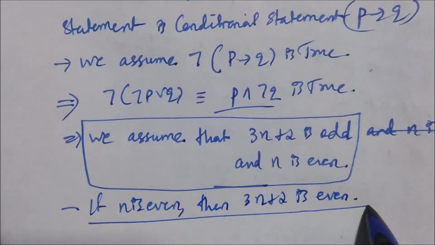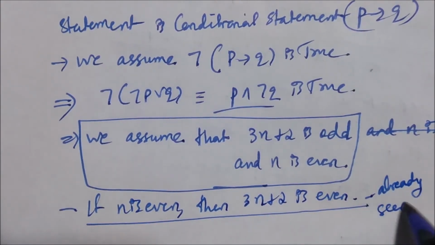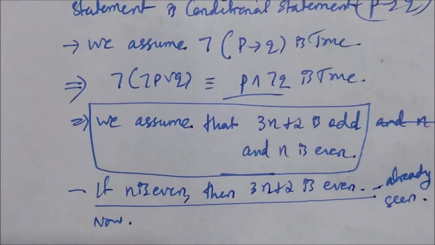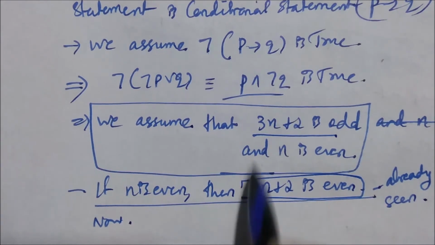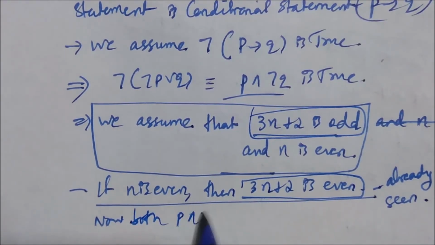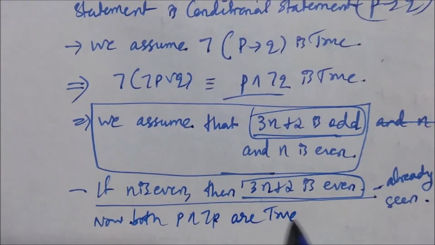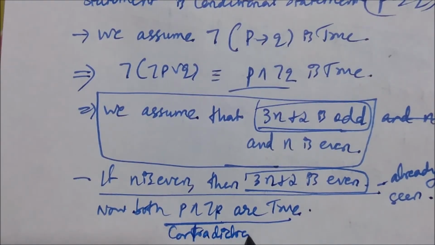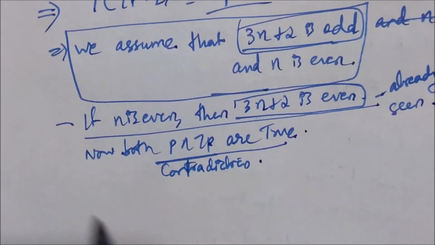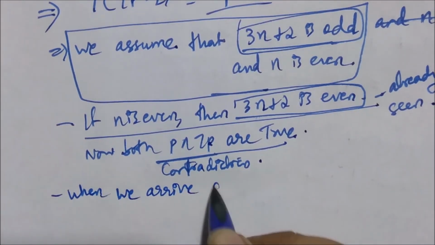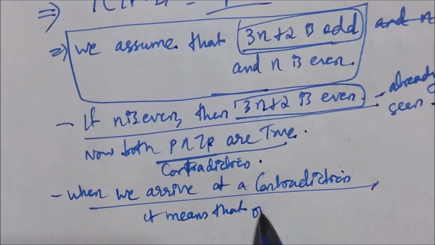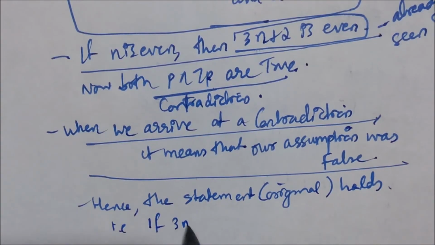Now let's consider the whole conditional statement as statement S. We assume that the negation of S is true, and from this assumption we arrive at the statement where P and not P both are true. So negation of S implies P and not P. This is what we arrived at. But P and not P is a contradiction, and hence it means that our assumption was false, and hence the statement if 3n plus 2 is odd, then n is odd is true.